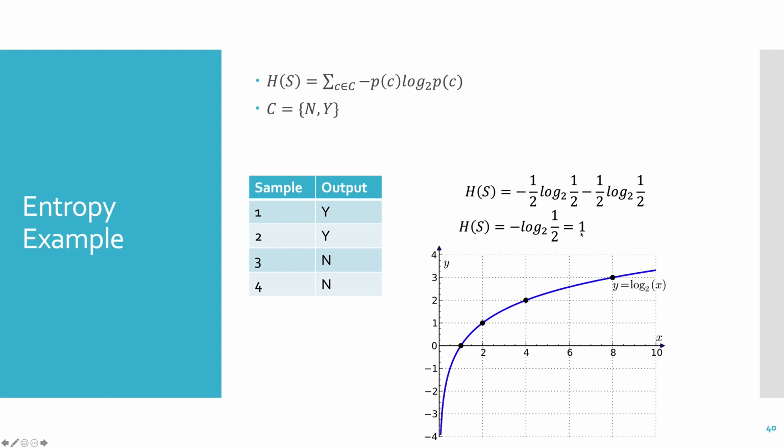Remember that the log of 1/2 is negative 1. We reduce all that and we get an entropy of 1. This is the largest entropy value we can get. So this is the most exciting entropy because everything is random.